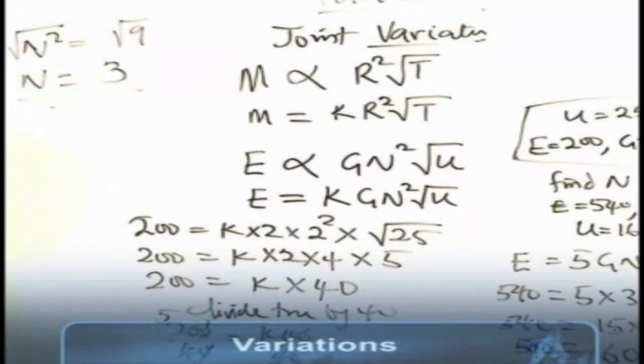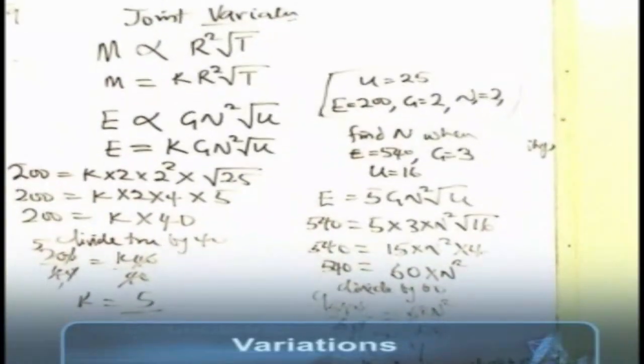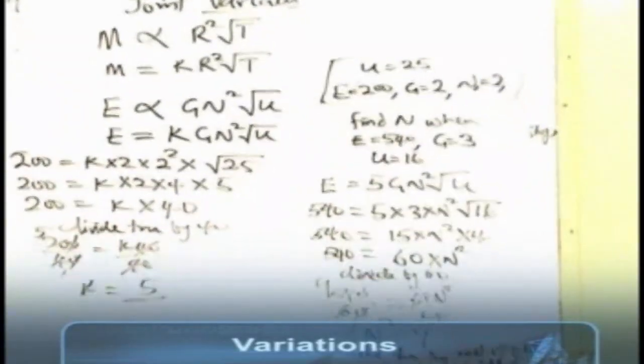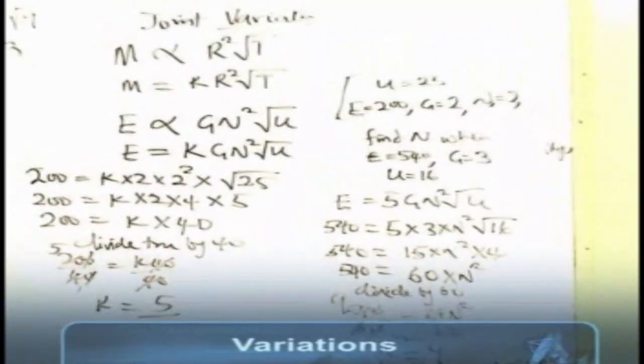Let me quickly run through so that we can go on to the partial variation. I said there are 4 types of variation. We have direct, we have indirect or inverse, we have joint variation, and we have partial variation.